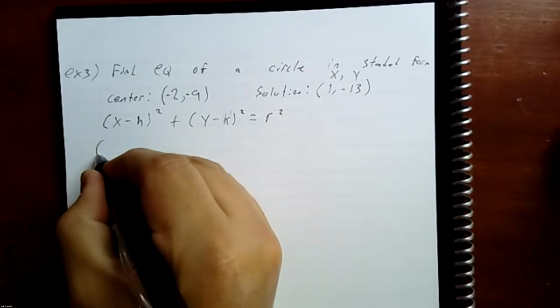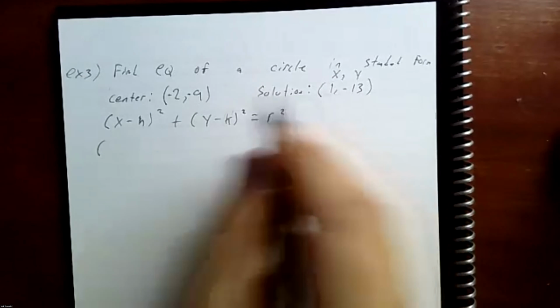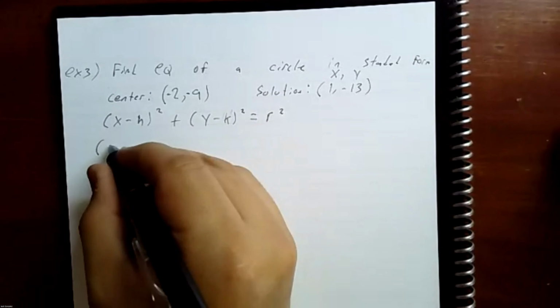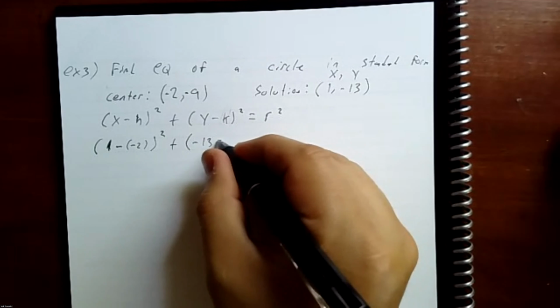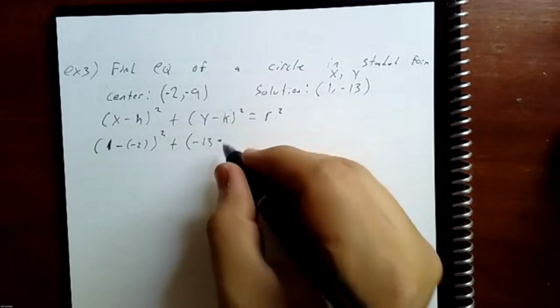I just plug it in. Plug in the 1 for your X. So this is my X and Y. Plug in your -2 there. So what does the H and the K mean, like the center? Yeah, this is the center. They have to give us the center. 13. -9.